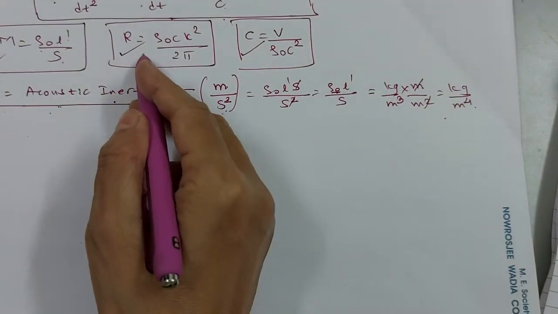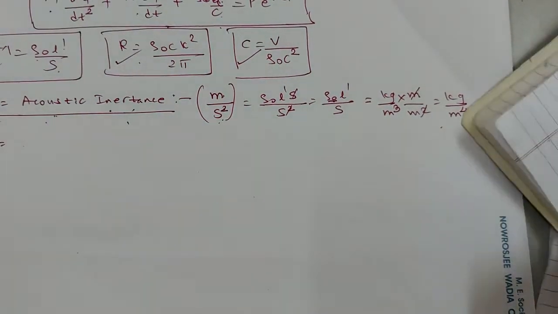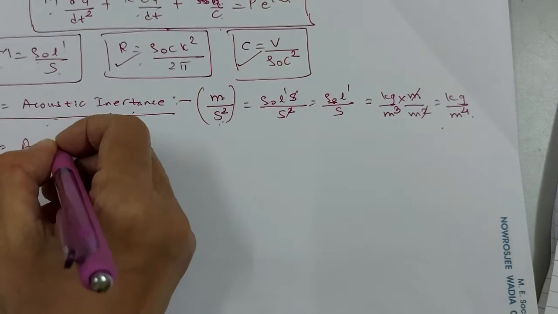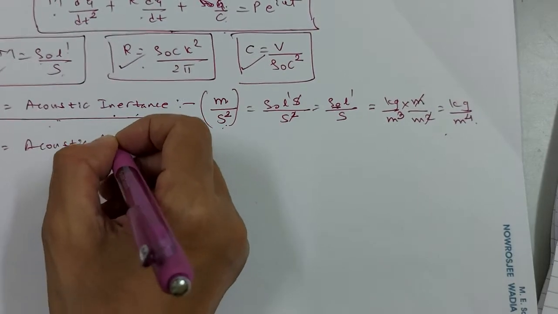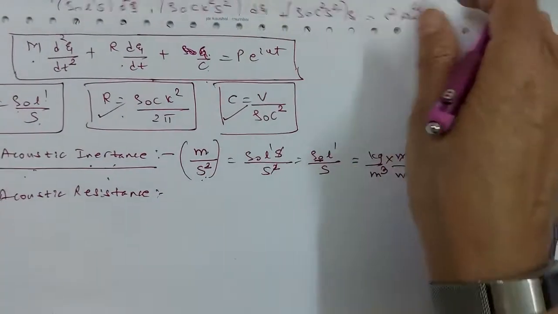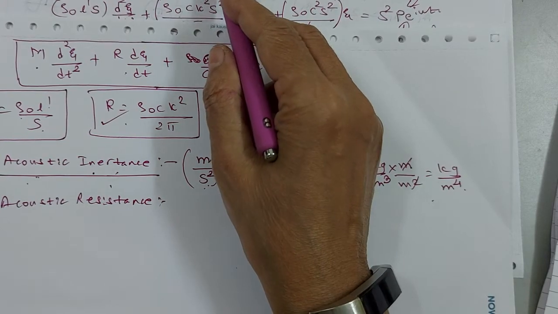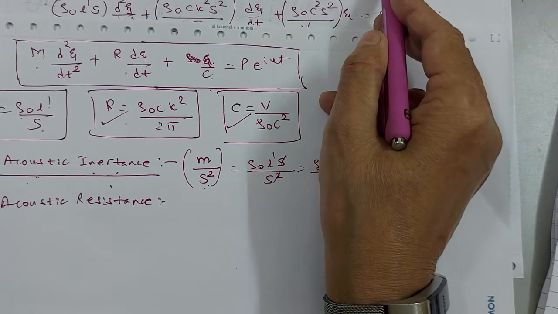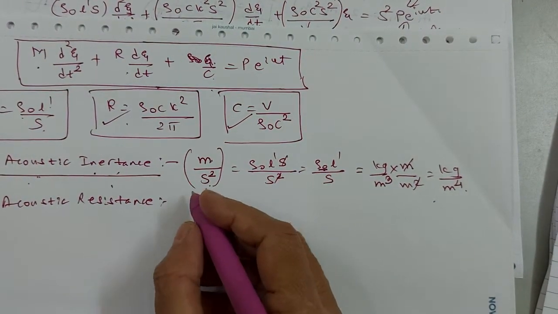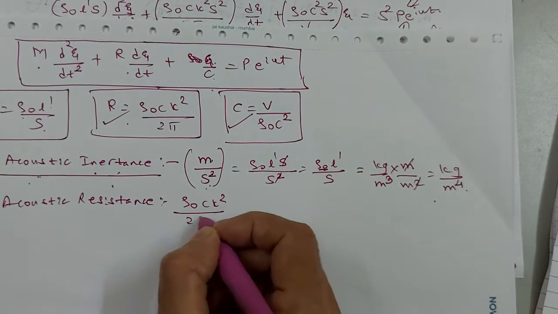What is the second definition? It is the capital R. Capital R will be my acoustic resistance, which is analogous to the electrical resistance and the damping constant for the mechanical system. So what is the formula for this? R is basically rho 0 C K square divided by 2 pi.